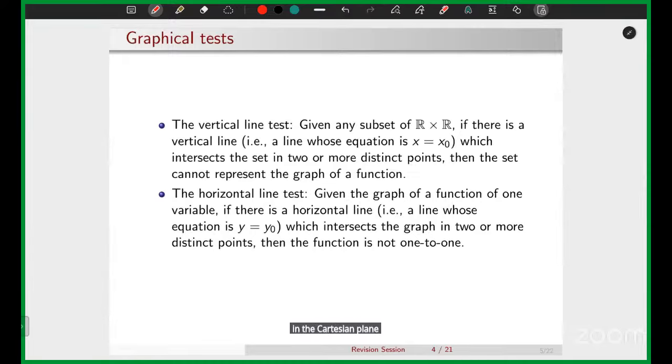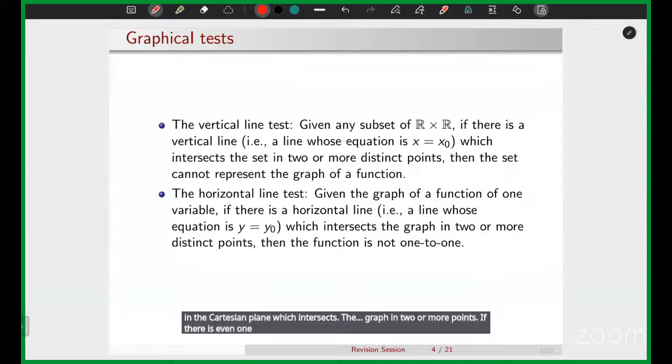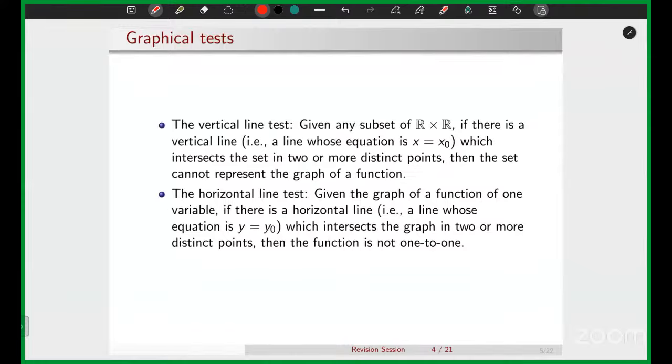which intersects the graph in two or more points, if there is even one line which intersects the graph in two or more points, then that graph cannot be that of a function.